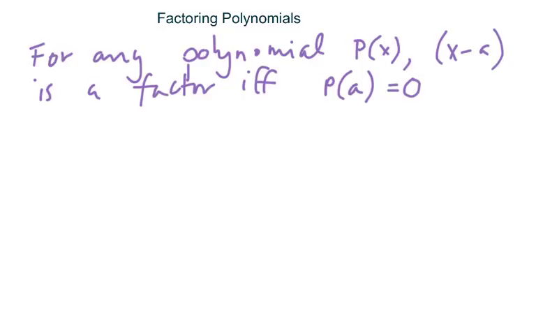Okay, so for any polynomial p of x, x minus a is a factor if and only if, that means it goes both ways, p of a equals 0. So in other words, if I put that solution a into my polynomial p of a, I will get 0, right? Because if x minus a is a factor, then that solution is an x-intercept. So let's see what that looks like.